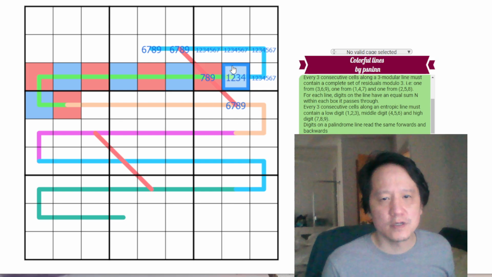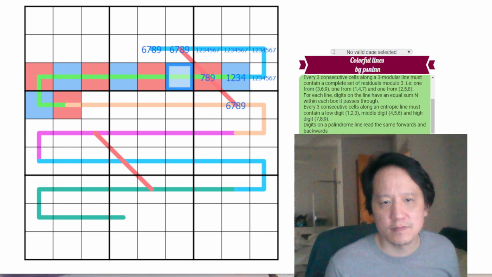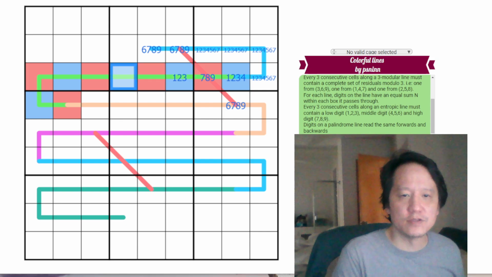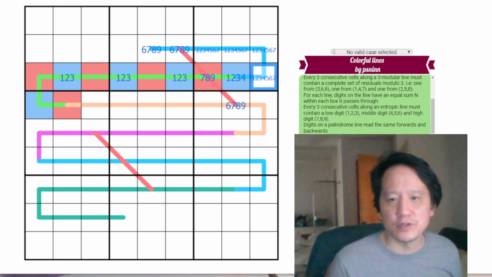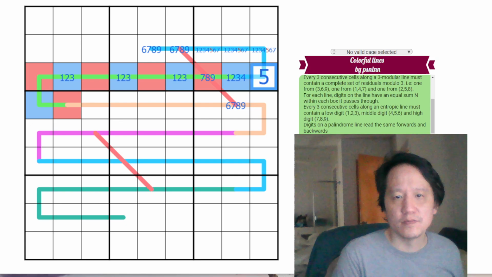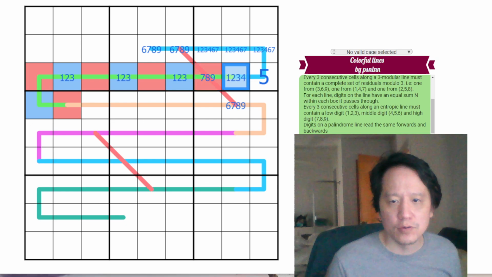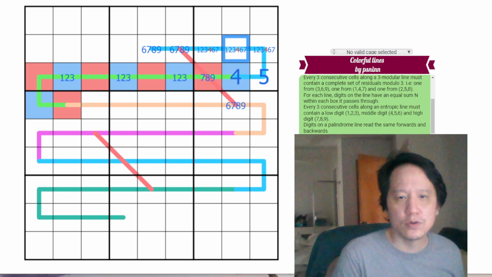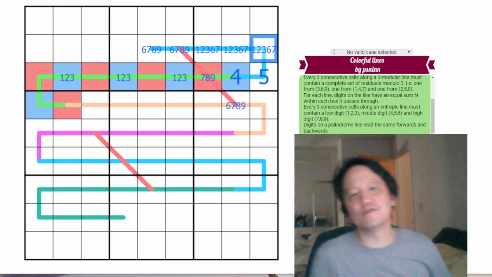So this is 1, 2, or 3. This is 1, 2, or 3. This is 1, 2, or 3. This has to also be 1, 2, or 3. So this is the only one that's not. So this is a 5. There's no other place for 4, so this has to be 4. So it's 4 and 5.